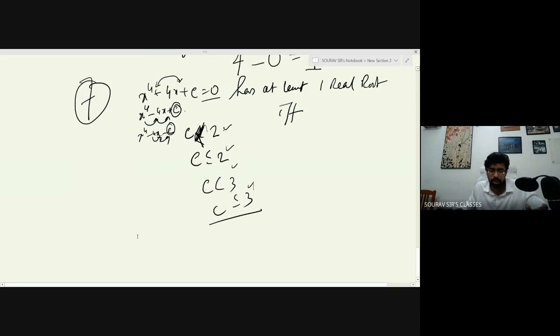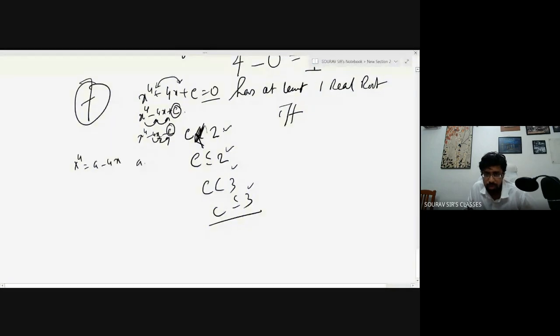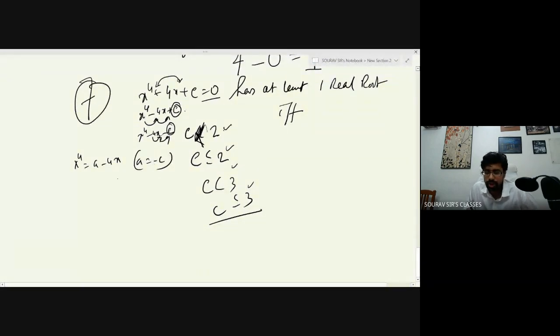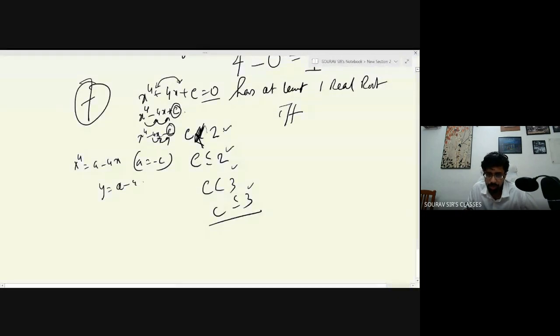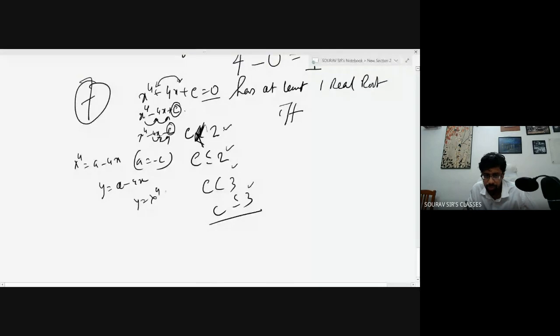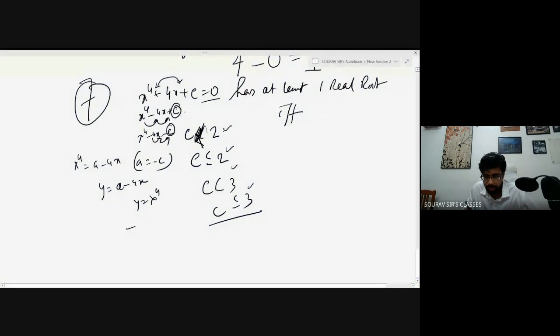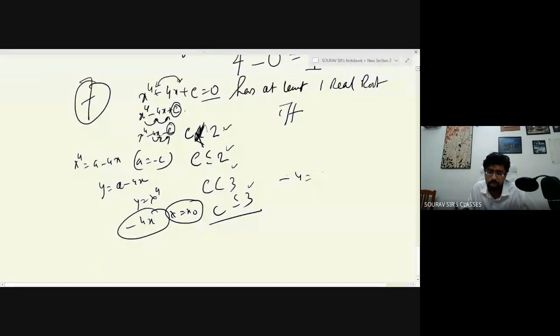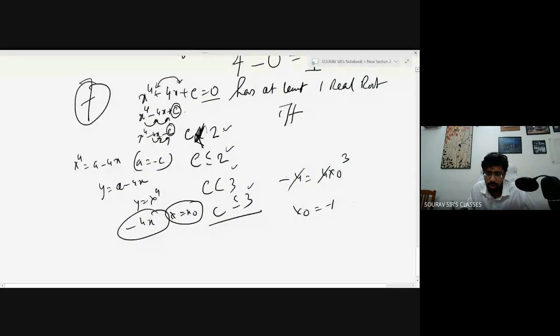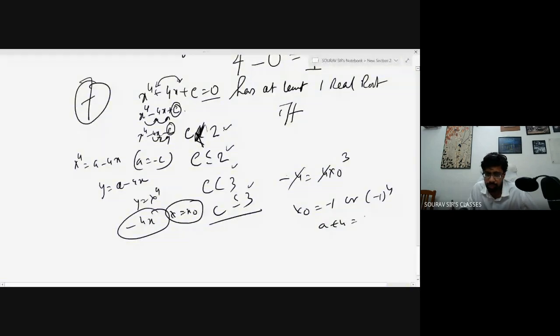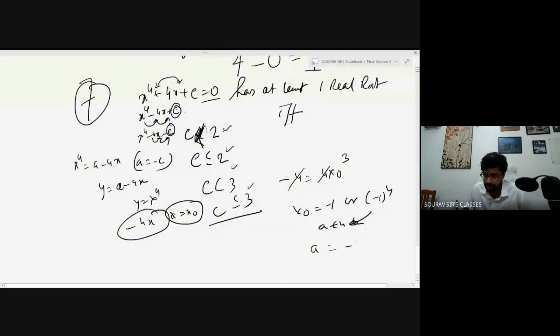Remember that if we take an equation, for example, x to the power 4 equal to a minus 4x, where a equal to minus c. So consider the value of a. Take y equal to a minus 4x, and it touches the line y equal to x to the power 4 at x0, the common point. Then the derivative of the function is minus 4, and of x to the power 4 is 4x0 cube at x equal to x0. So minus 4 equal to 4x0 cube, so x0 equal to minus 1, or minus 1 to the power 4. So a plus 4 equal to this thing, and from this you get a equal to minus 3.